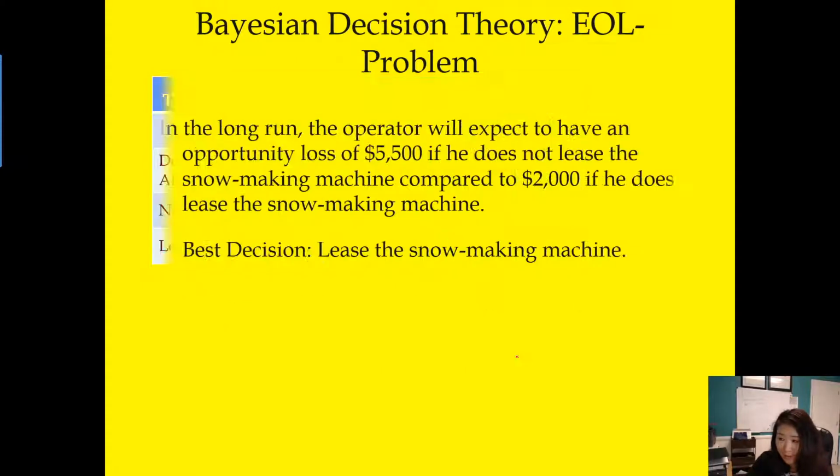So let's look at the answer. Your decision will be listing, because if you are listing, you only lose 2,000. If you decide not listing, you actually lose 5,500. So that is how you use the expected opportunity loss to make a decision.